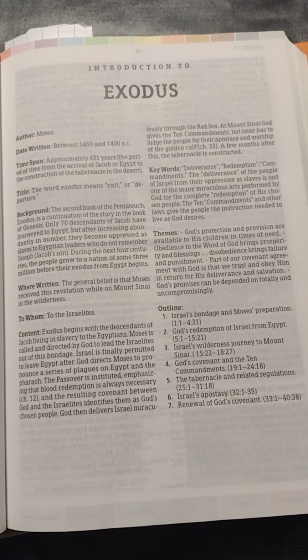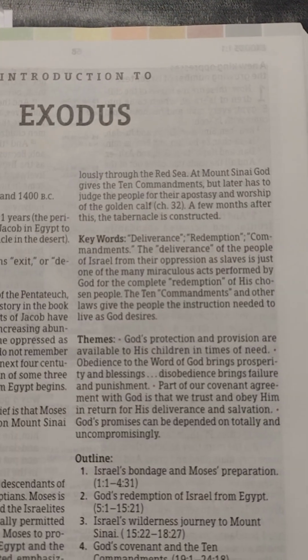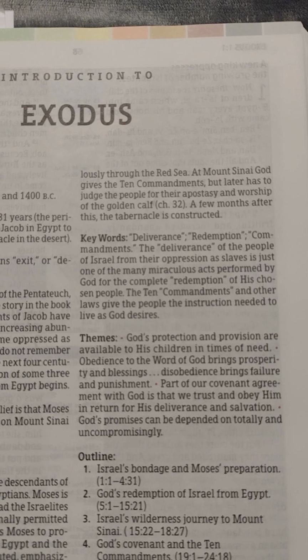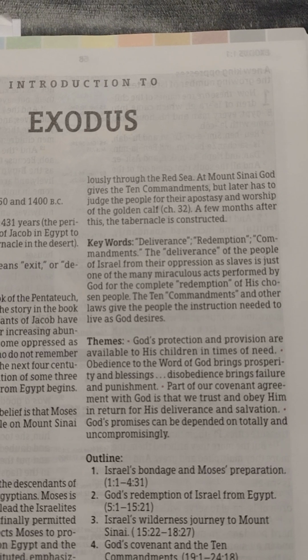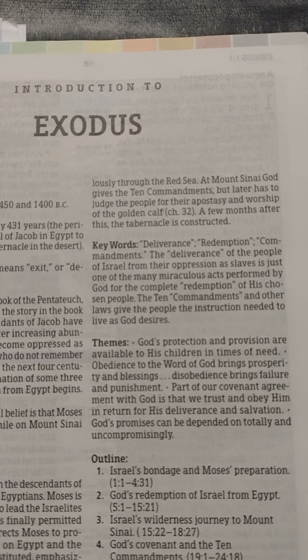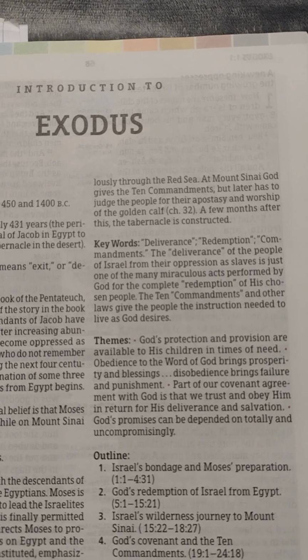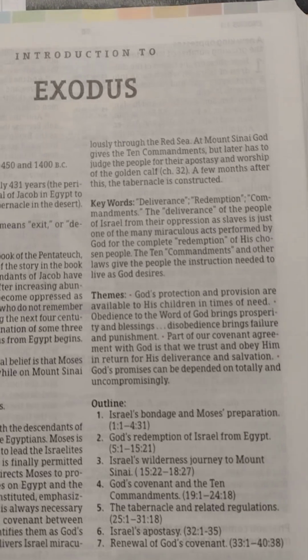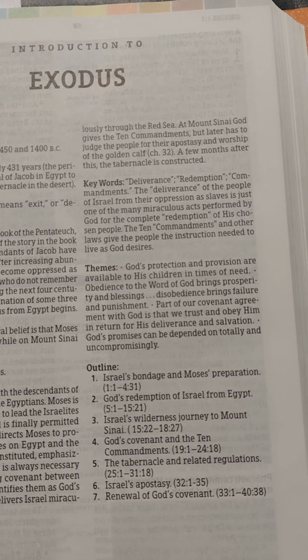God then delivers Israel miraculously through the Red Sea. At Mount Sinai, God gives the Ten Commandments, but later has to judge the people for their apostasy and worship of the golden calf, chapter 32. A few months after this, the tabernacle is constructed. Key words: deliverance, redemption, commandments.